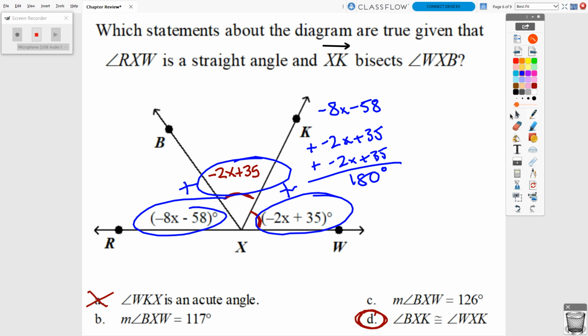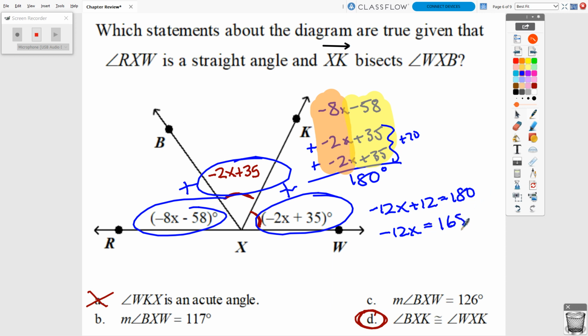All right, so combining our like terms, negative 8x minus 2x minus 2x, that is negative 12x. And then negative 58 plus 35 plus 35, well, 35 and 35, that's 70. So 70 minus 58 would give me 12. So plus 12 equals 180. Subtract the 12 over to the 180, and we'll get 168. And then divide by negative 12.